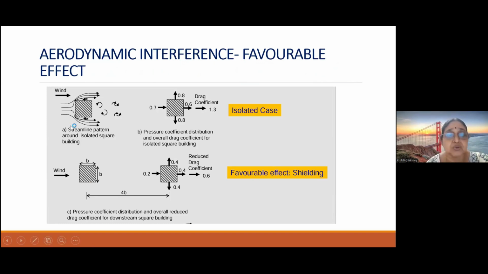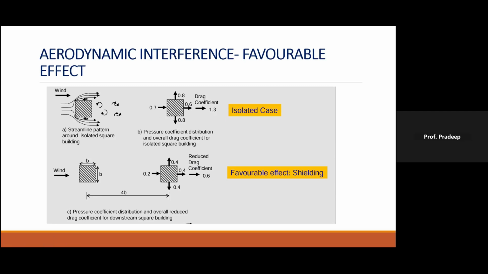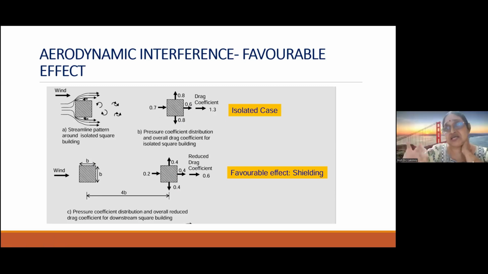For example, you have an isolated square building and you can see the pressure distribution and the vortices shed, etc., and that is giving a drag coefficient of 1.3, where B is the dimension. If it is at 4B, then the drag coefficient becomes only 0.6. This is the unsymmetrical pressure distribution around the body. Here also it is unsymmetrical. That is what gives rise to the torsional moment, basically.